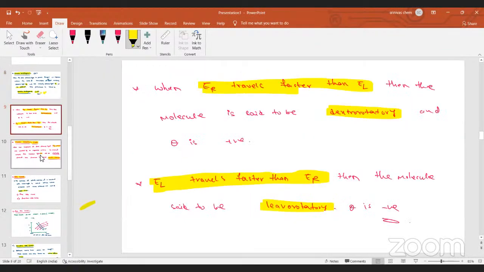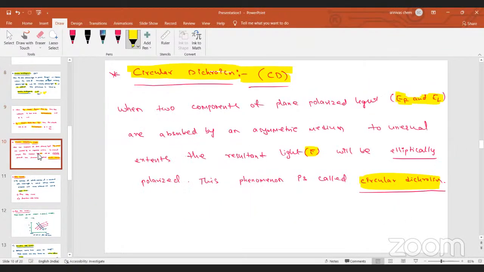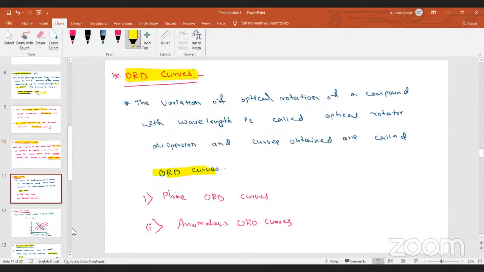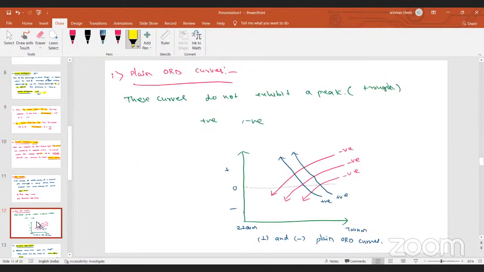And next, CD. When the two components of the plane polarized light, ER and EL, are absorbed by an asymmetric medium to unequal extents, the resultant light E will be elliptically polarized. This phenomenon is called circular dichroism. Next, we will see Cotton effect and the Octant rule.